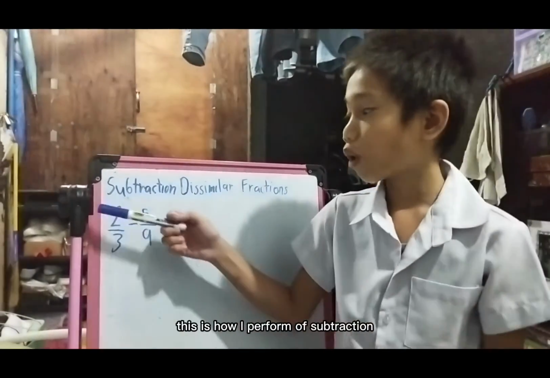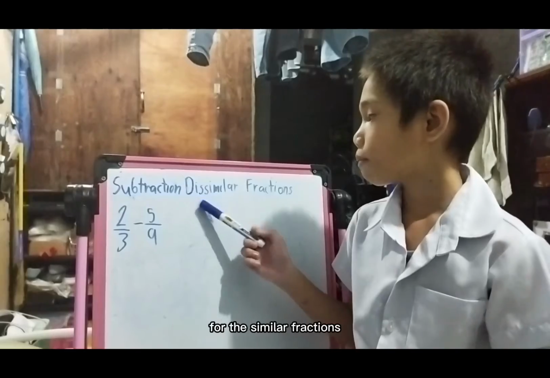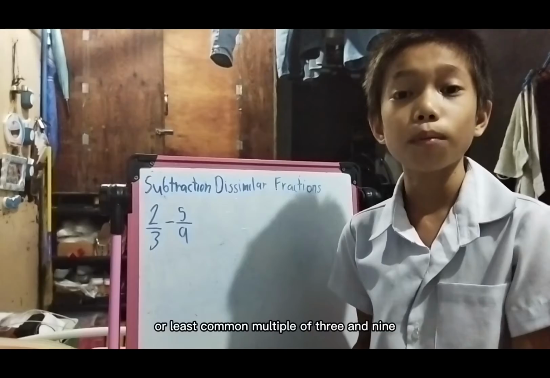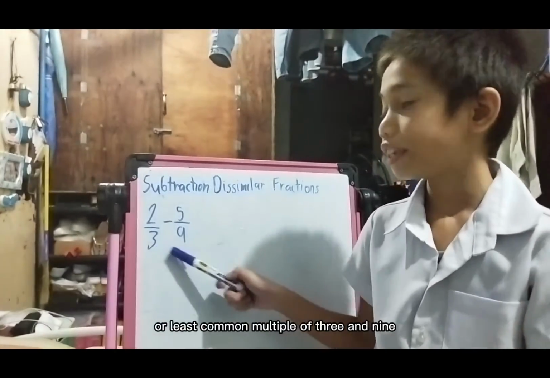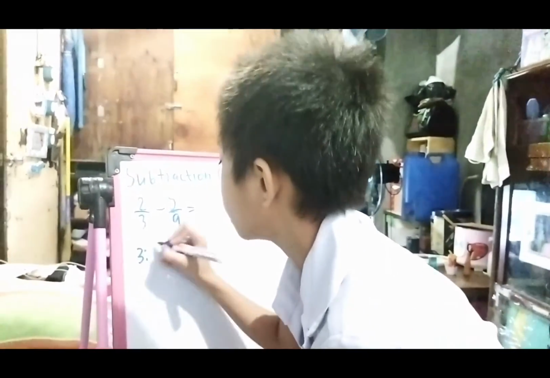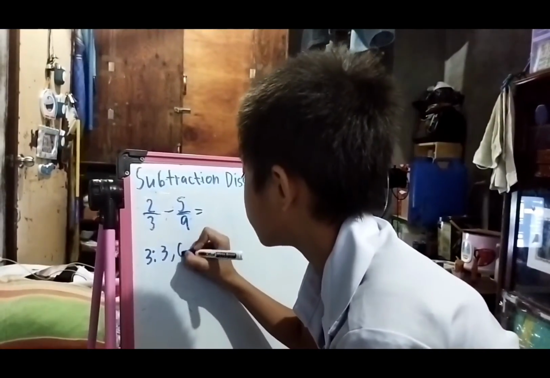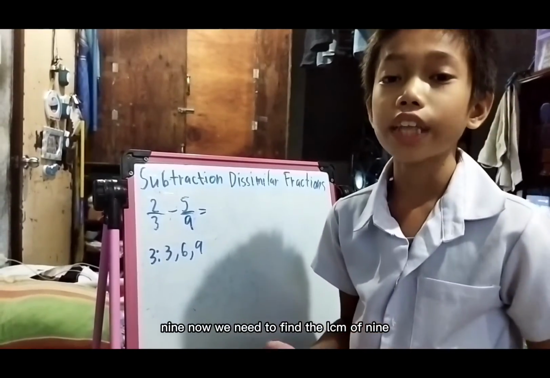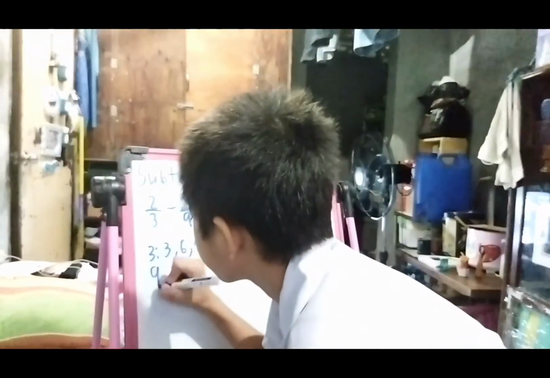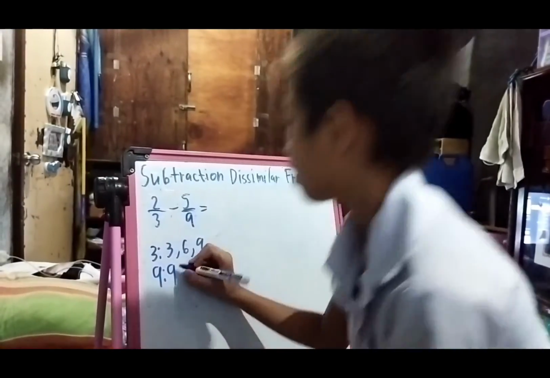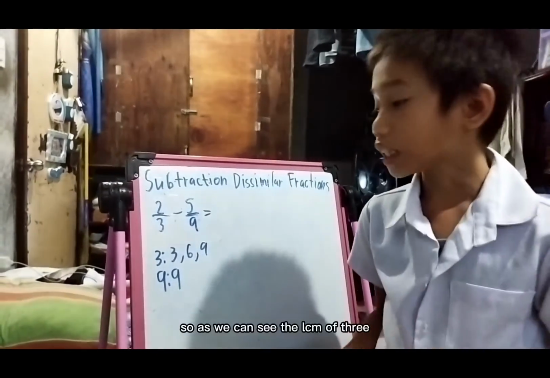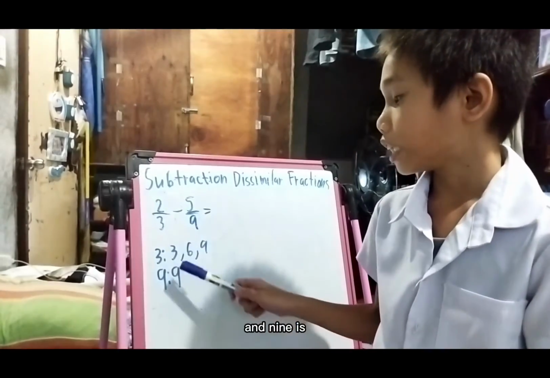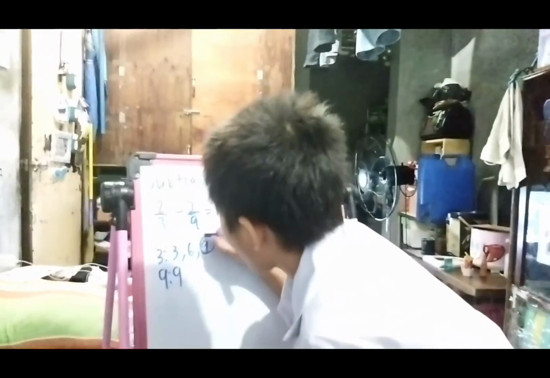This is how I perform subtraction of dissimilar fractions. First, we need to find the LCM or least common multiple of 3 and 9. Multiples of 3: 3, 6, 9. And now, we need to find the multiples of 9: 9. So, as we can see, the LCM of 3 and 9 is 9.